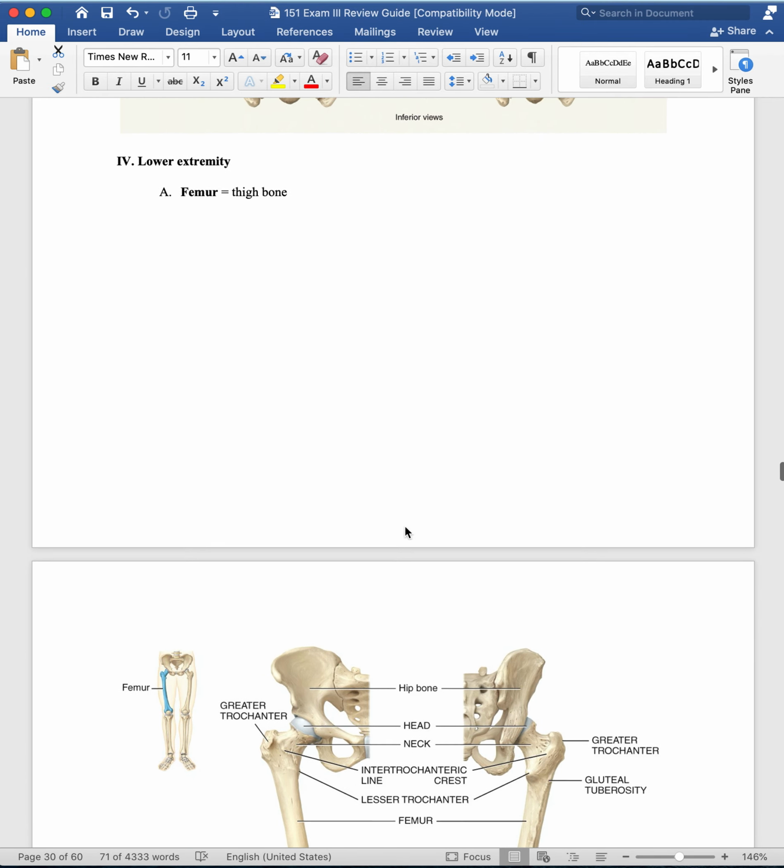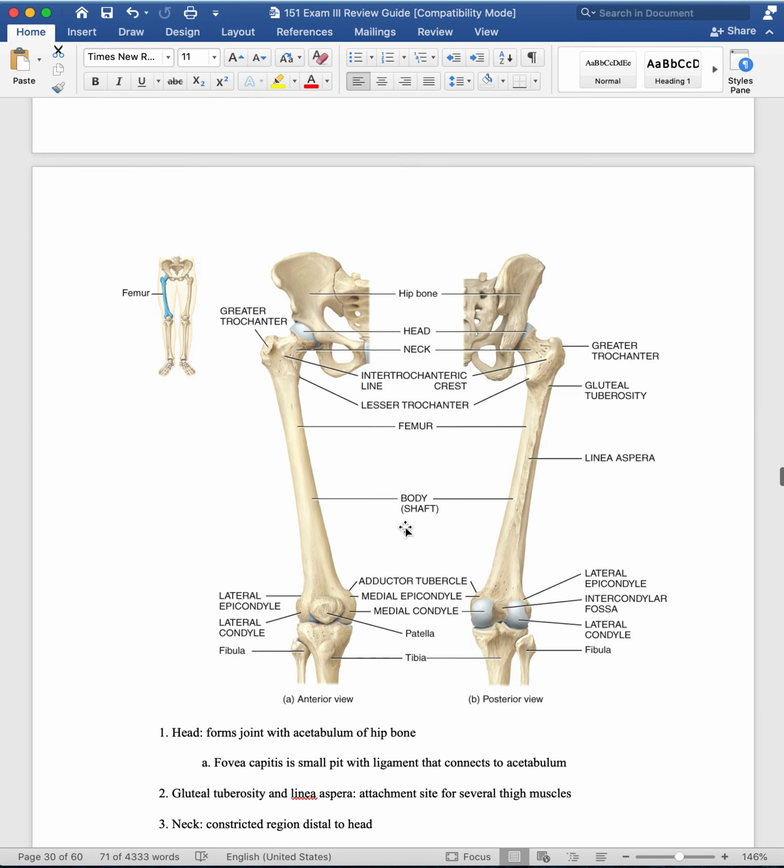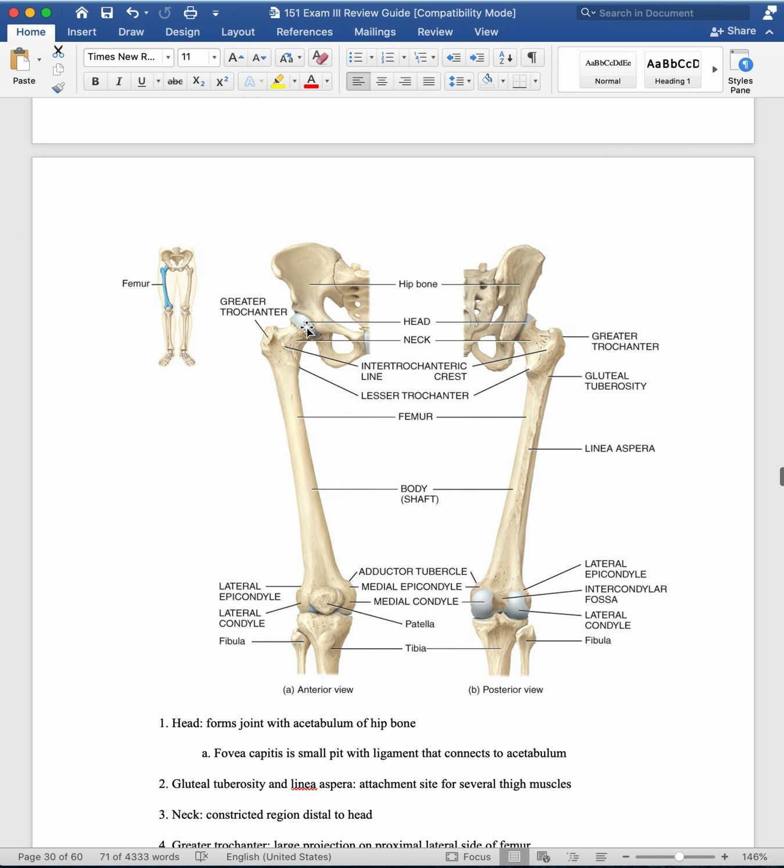All right, moving down to the lower extremity. That's going to start with our femur. It's our thigh bone. It has the head region that articulates with the acetabulum, and a greater and a lesser trochanter. As we move down the body and end up at the epicondyles, we've got the lateral condyle and the medial condyle. On top of those, we have the lateral epicondyle and the medial epicondyle.